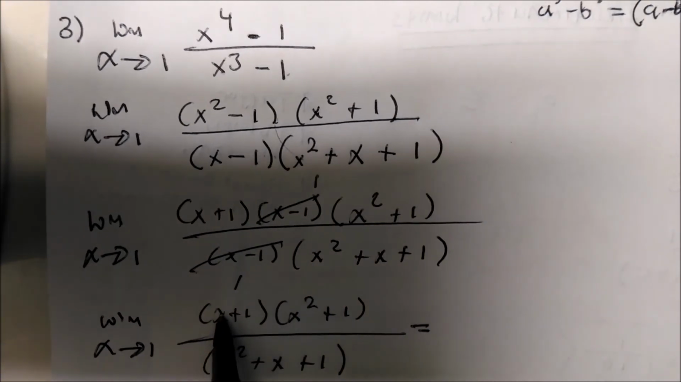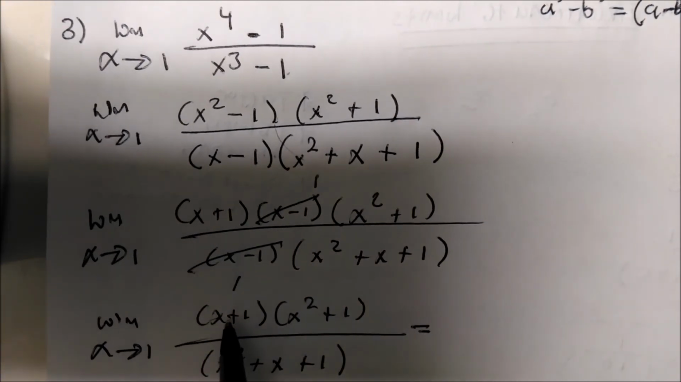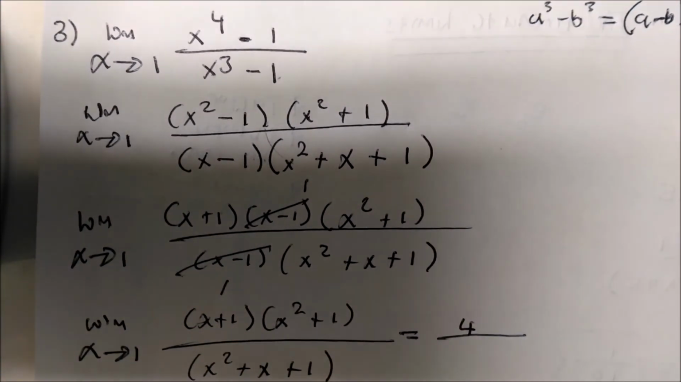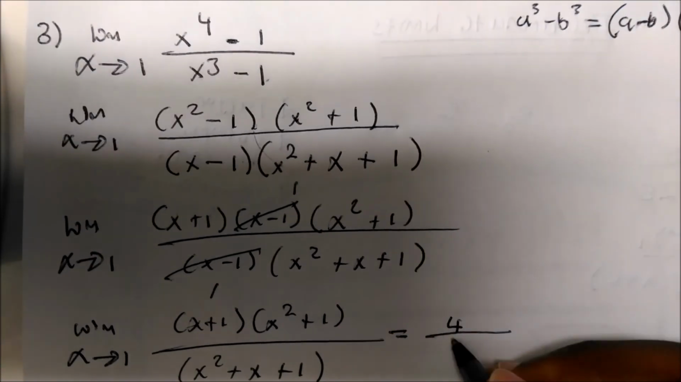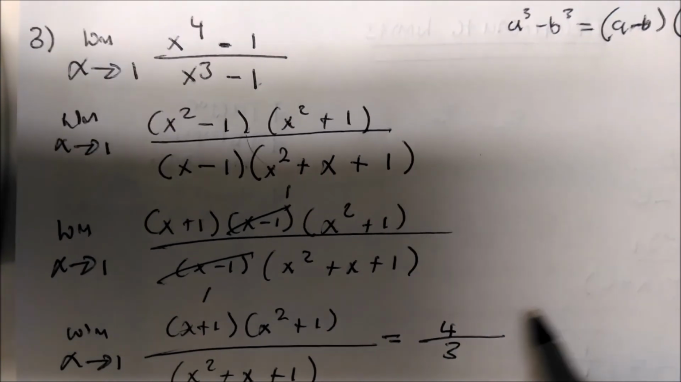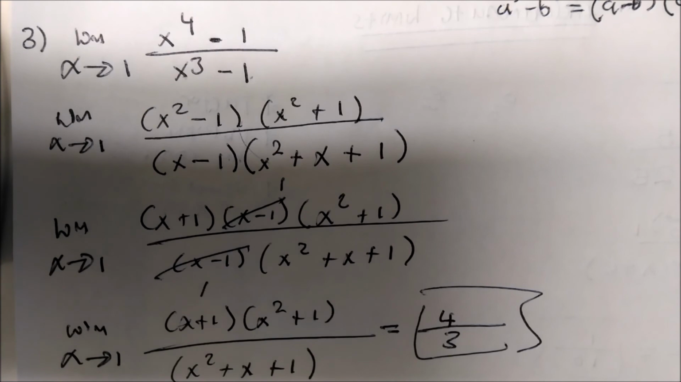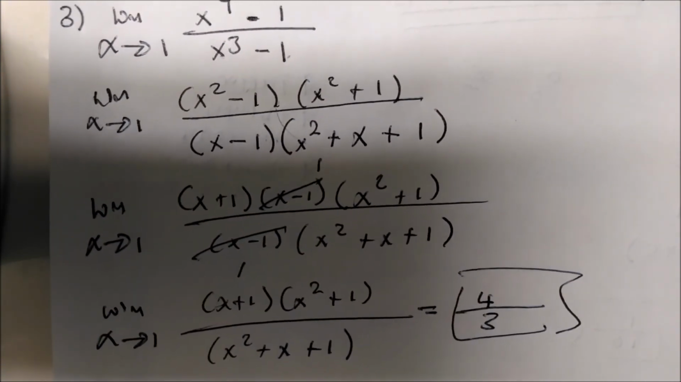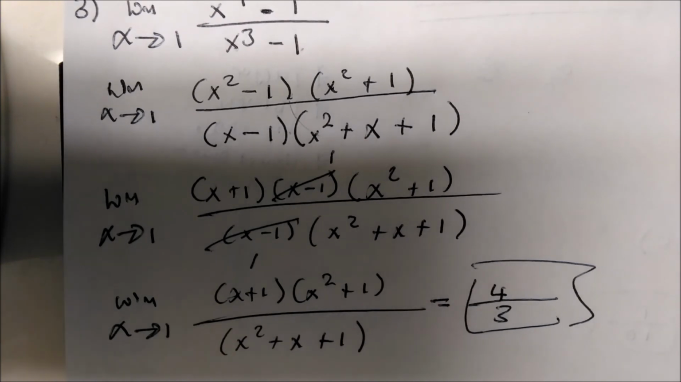So plugging in 1 will give you 1 plus 1, which is 2. This is also 1 plus 1. So 2 times 2 is 4 on the top. And 1 plus 1 plus 1 is 3, because 1 squared is just 1. And so the limit is actually 4/3. So a lot of arithmetic, a lot of work here, but this is what we have to do to tackle some of these indeterminate problems.